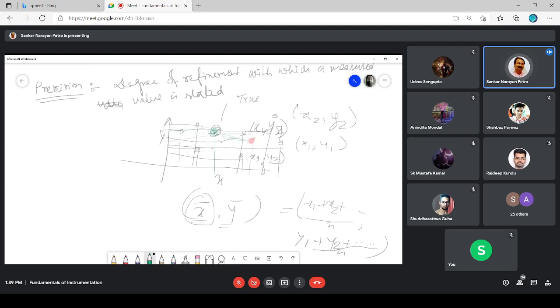The difference between them is delta. If delta is high enough, that is static error. If static error is high enough, will you say it is accurate? No, sir. Inaccurate.